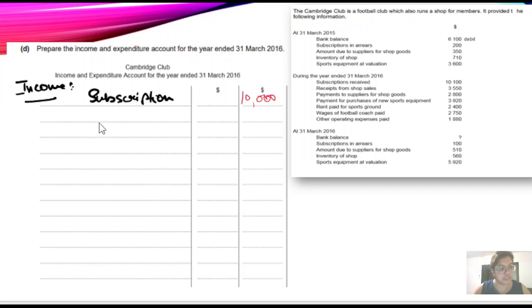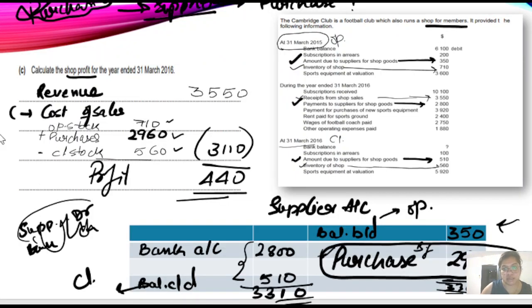And then the shop profit we just calculated, that is 440. Yes, it is 440, so write down 440 here.